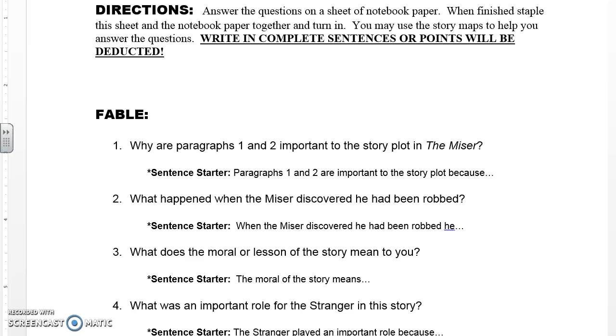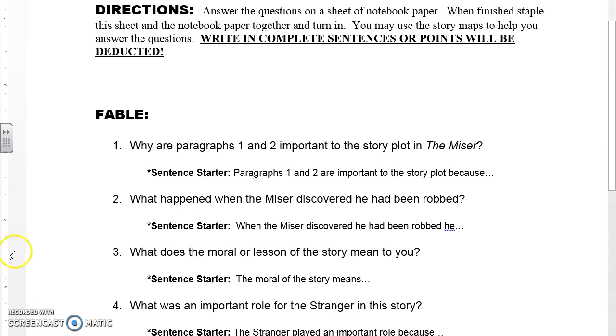Also, you'll notice that on your sheet you have sentence starters. You can use those to start your answers to the questions. So if you're having trouble creating a full sentence, which you know you're supposed to answer in complete sentences, then you can use these to get your sentence started.